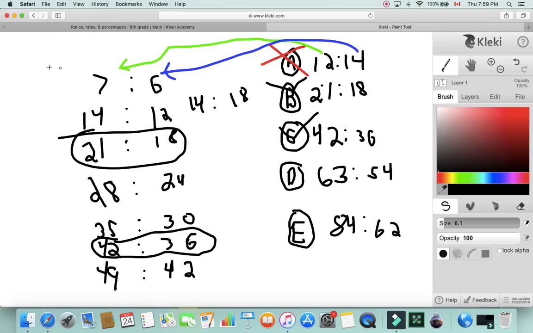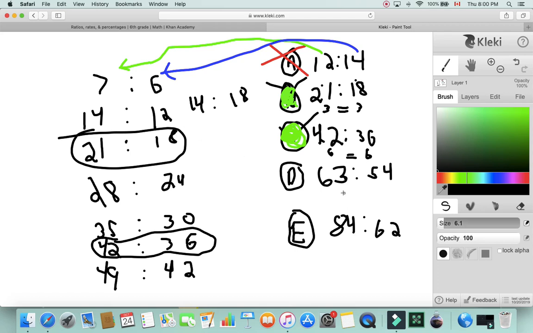So we divide this number by 7 and see how many times. 21 divided by 7 is 3. Then we do the same for 18. 18 divided by 6 is 3. If they're equal, then that's the correct answer. So B is correct. Same with 42: 42 divided by 7 is 6, and 36 divided by 6 is 6. They're the same, so it's correct. Let's color that in green.